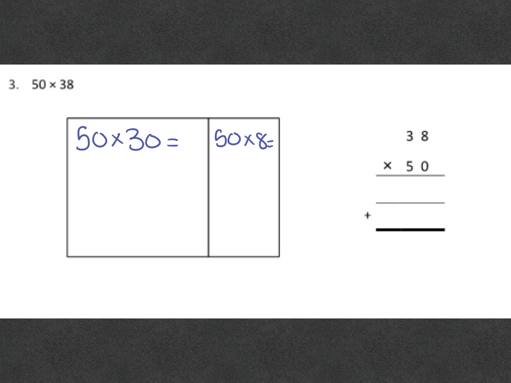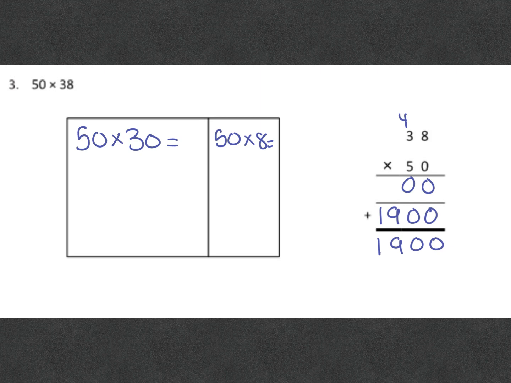Over here, we're going to solve. Anything times 0 is 0. And then we put our place value marker. 8 times 5 is 40. So we put the 0 here and bring the 4 up top. 3 times 5 is 15 plus 4, which is 19. Then we add all those together, and it's going to be 1,900.